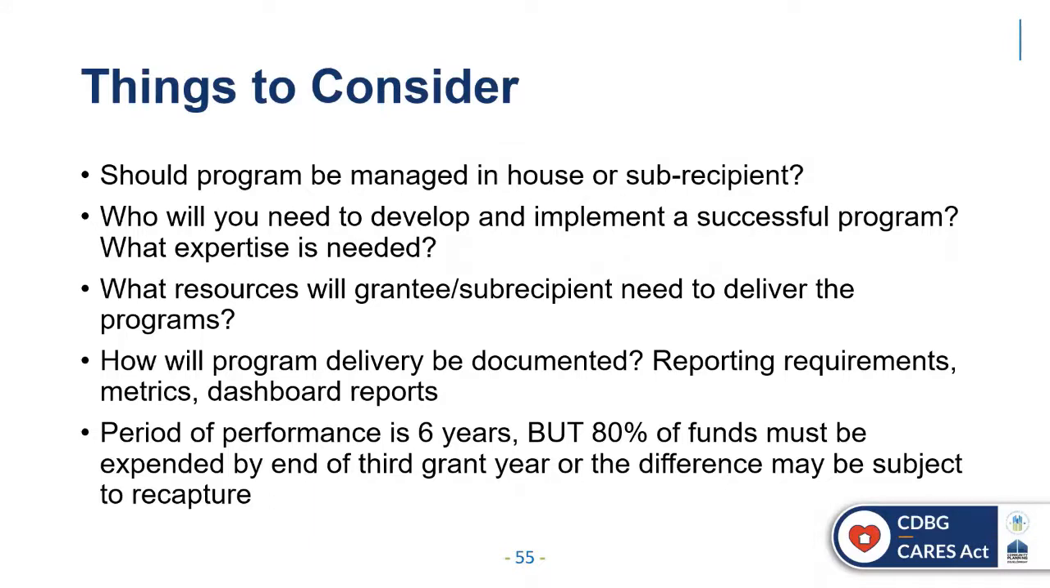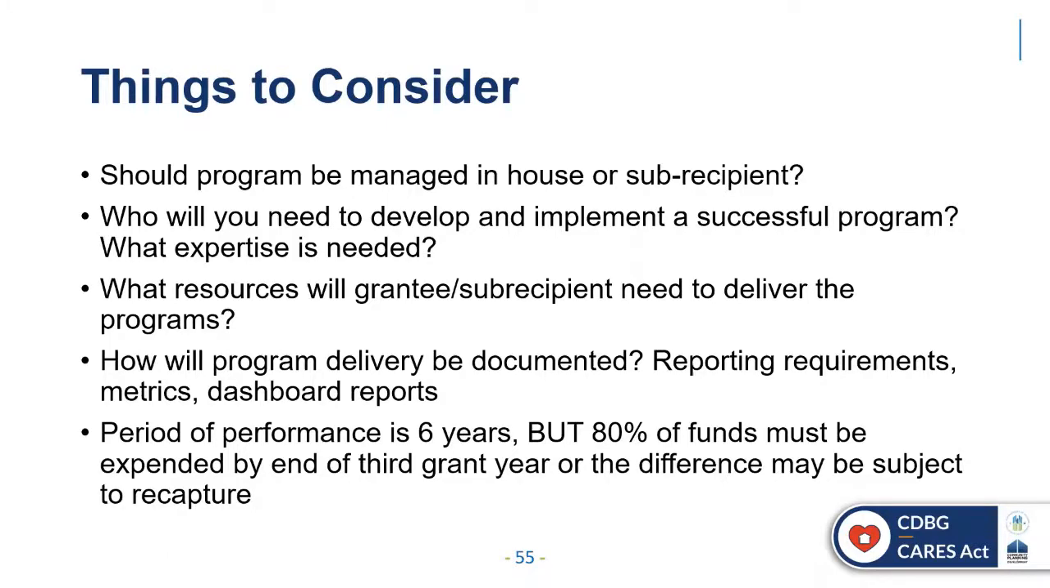It's critical because 80% of the funding must be expended by the end of your third grant year. You will want to monitor expenditures and burn rates closely and give yourselves time to reallocate funds if it appears that your subrecipients may not be able to meet that 80% requirement.